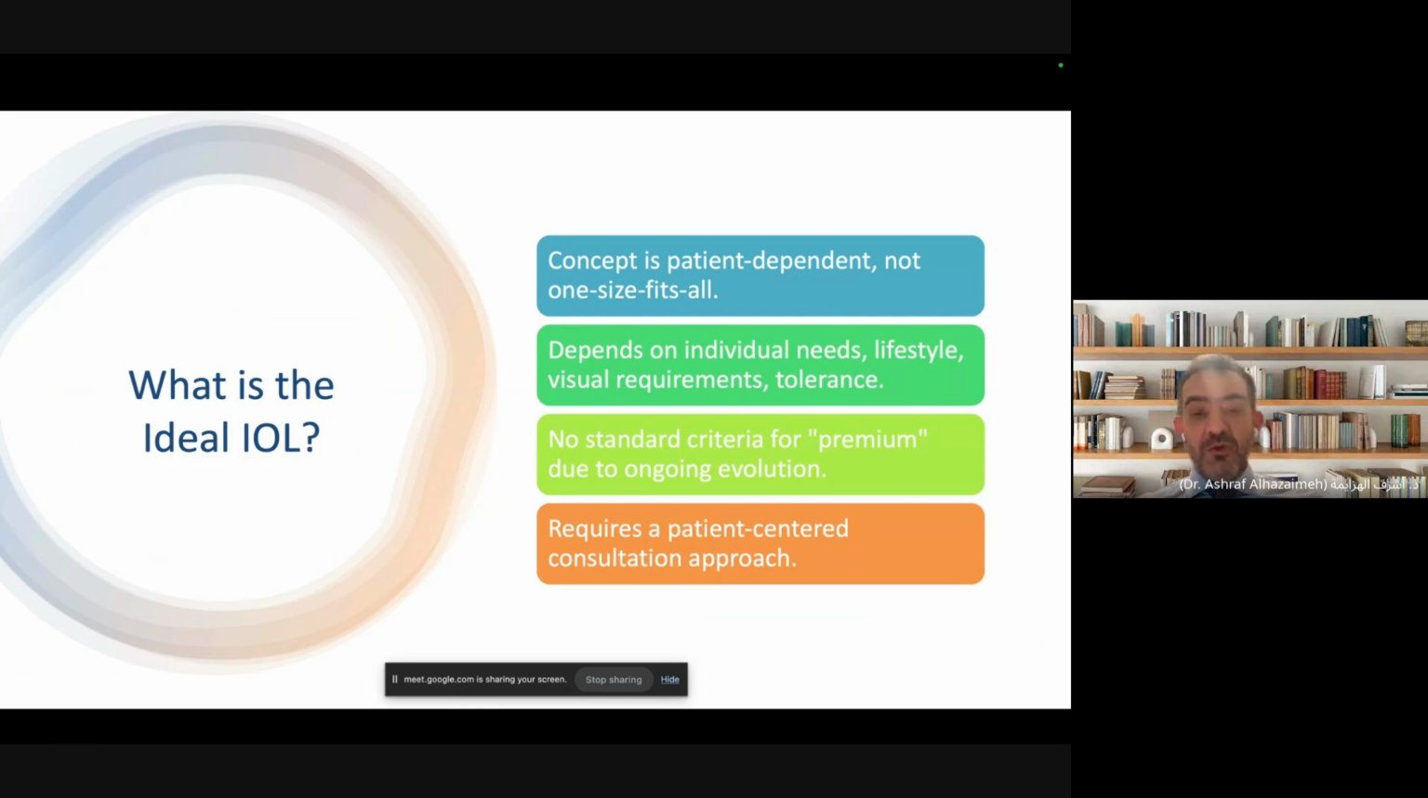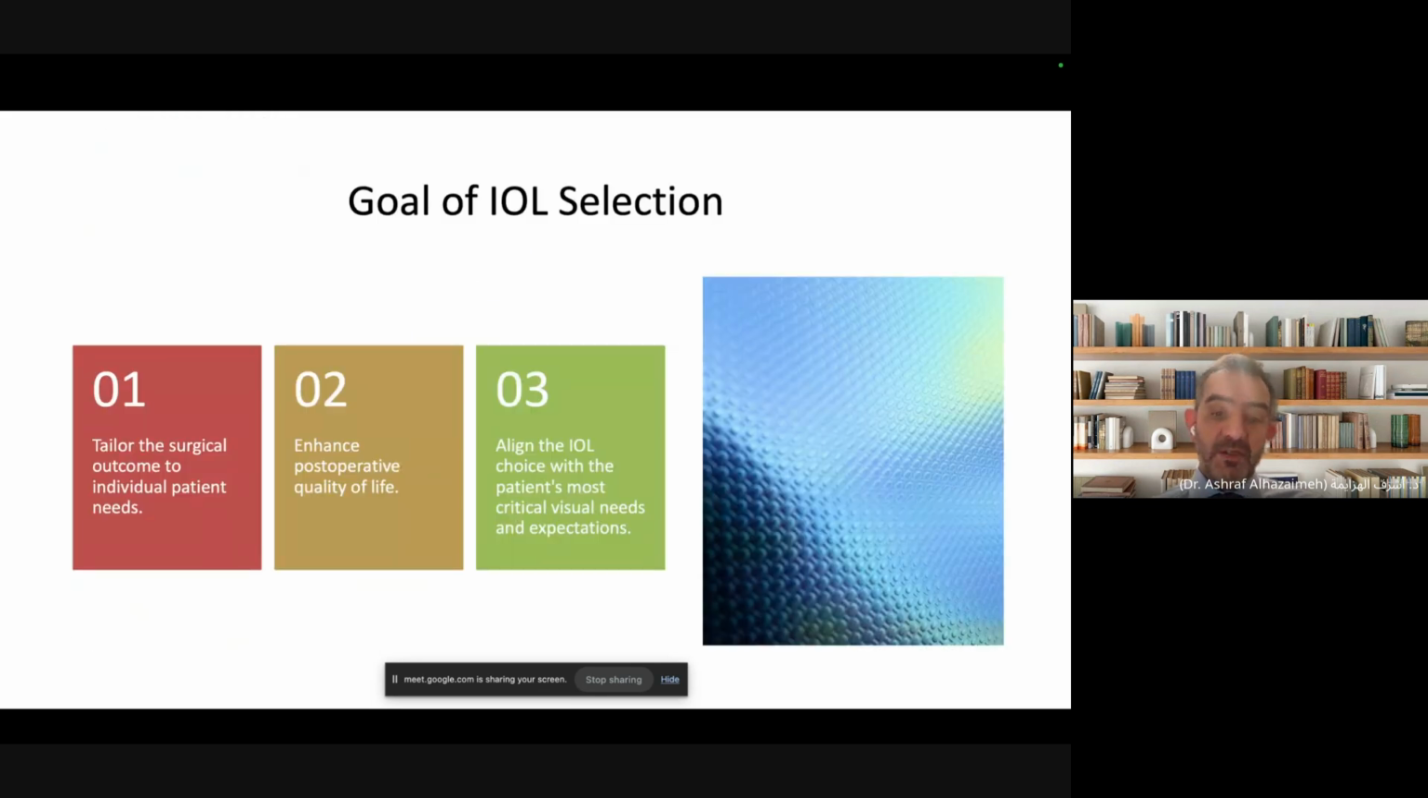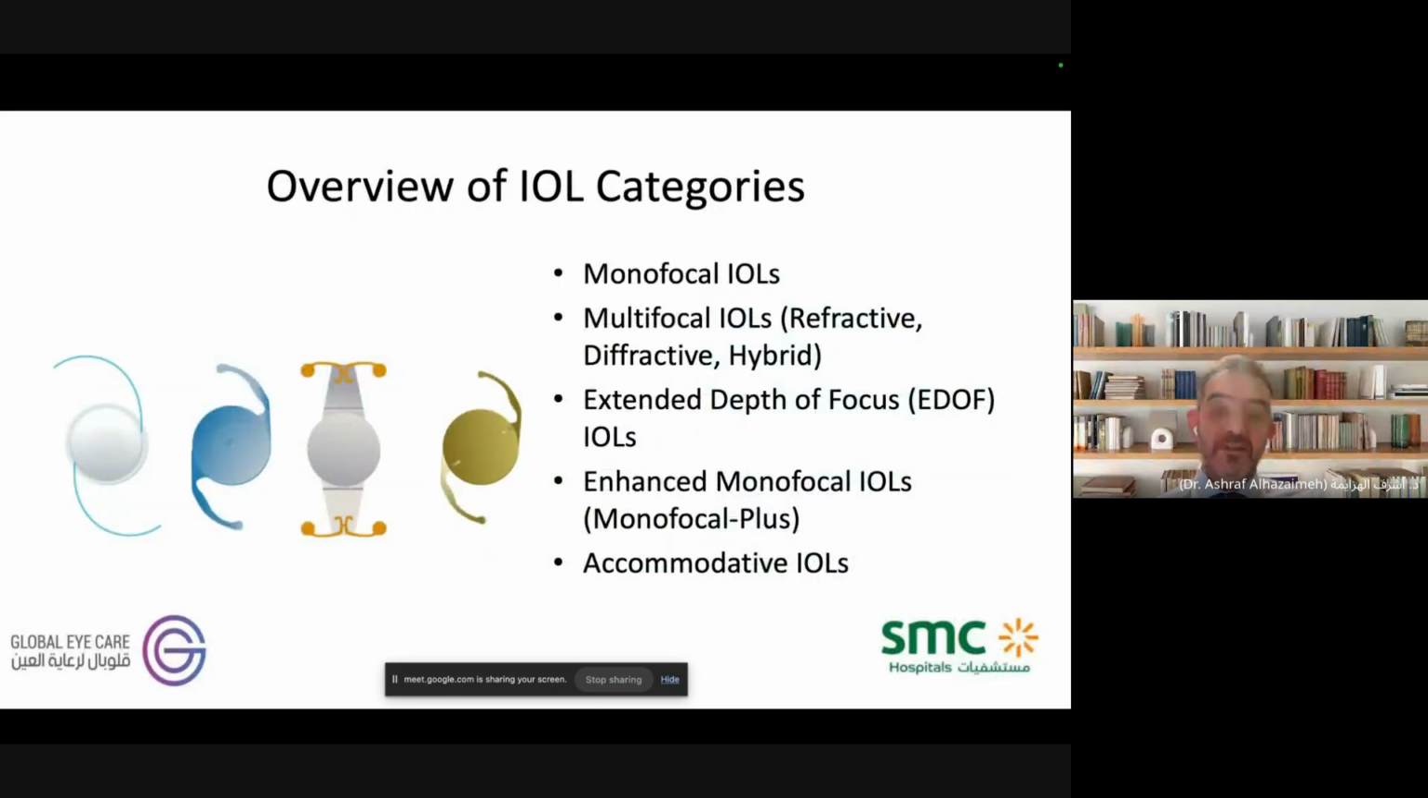There's also a question: what is the ideal IOL? There's really no ideal IOL. Each patient needs his IOL to be tailored according to his needs and requirements. There's no one size that fits all patients. The goal of IOL selection is mainly to get the patient satisfied and to meet his expectations.